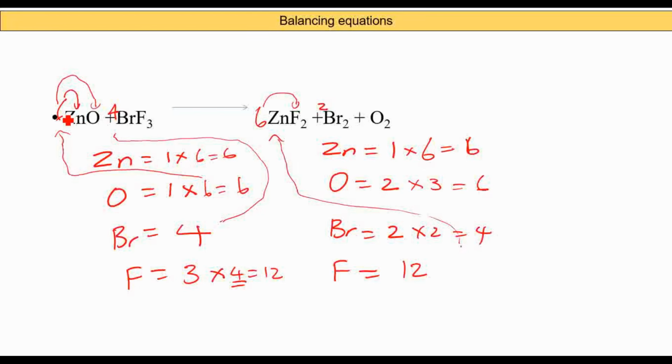So my balanced equation is 6 zinc, 6 oxygen. I need to have 3 oxygen here. I forgot to put the 3 here, but that 3 is right there. Okay, so let's go again. 6 zinc, 6 zinc, 6 oxygen, 6 oxygen, 4 Br, 2 times 2, that's 4 Br, 4 times 3 is 12 fluorine, 6 times 2 is 12. So that's your balanced equation.